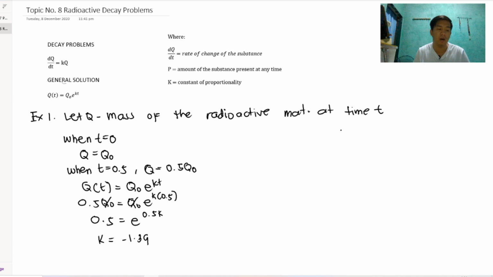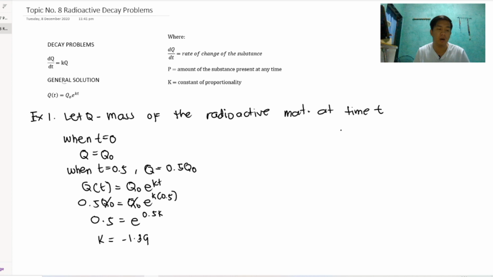So from this equation, we can now get the value, the percentage, which is the 0.33 Q sub O. So meaning, this is 33%. Ibig sabihin, 33% daw yung natira after 0.8 hour. Okay? So, now, this is our final answer. Ibig sabihin, 33% of the Q sub O. Okay?